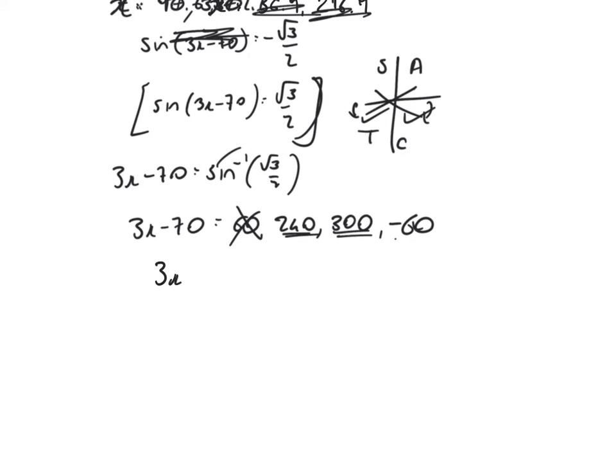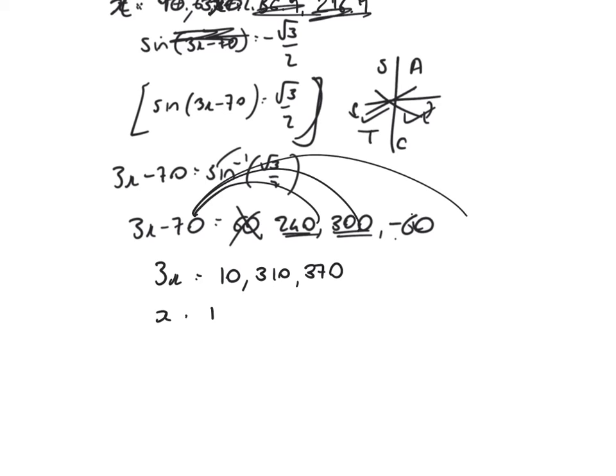Okay, so it's then 3x equals minus 60 plus 70, which is 10, 240 plus 70, which is 310, and 300 plus 70, which is 370. That's then 10.3, 103.3, and 123.3 degrees.